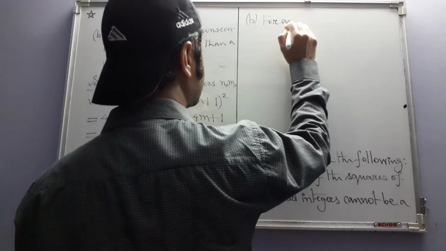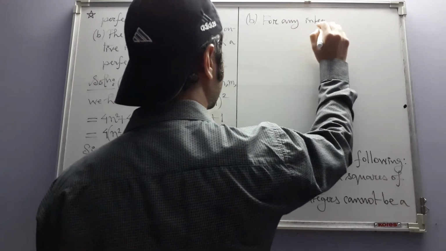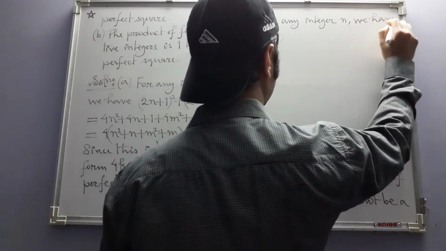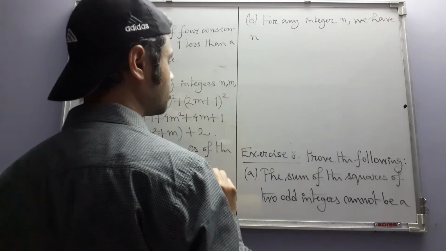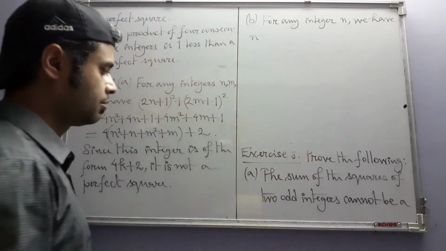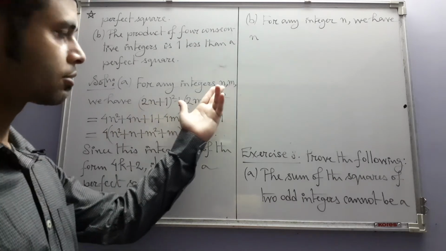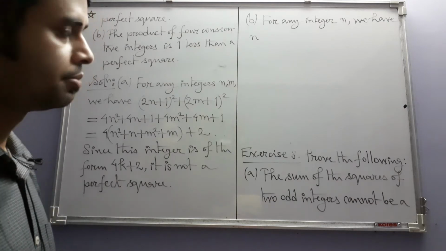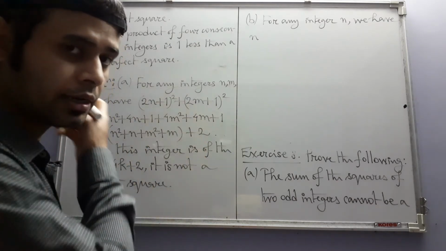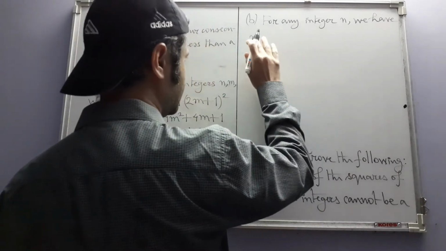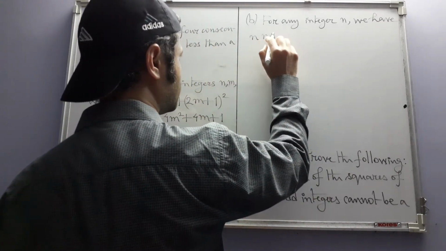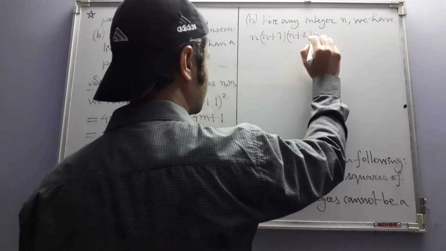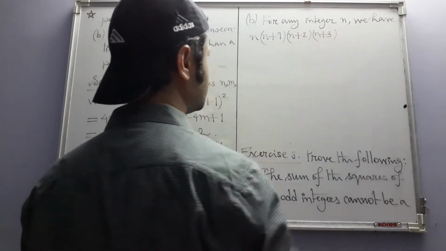For any integer n, we have the product of 4 consecutive integers. Note that these integers we are considering here, n, m, they can be negative also, keep that in mind. It's not necessary that they are positive, they are any integers. And just like that, this n can also be negative. It does not matter. These are 4 consecutive integers and this is their product.